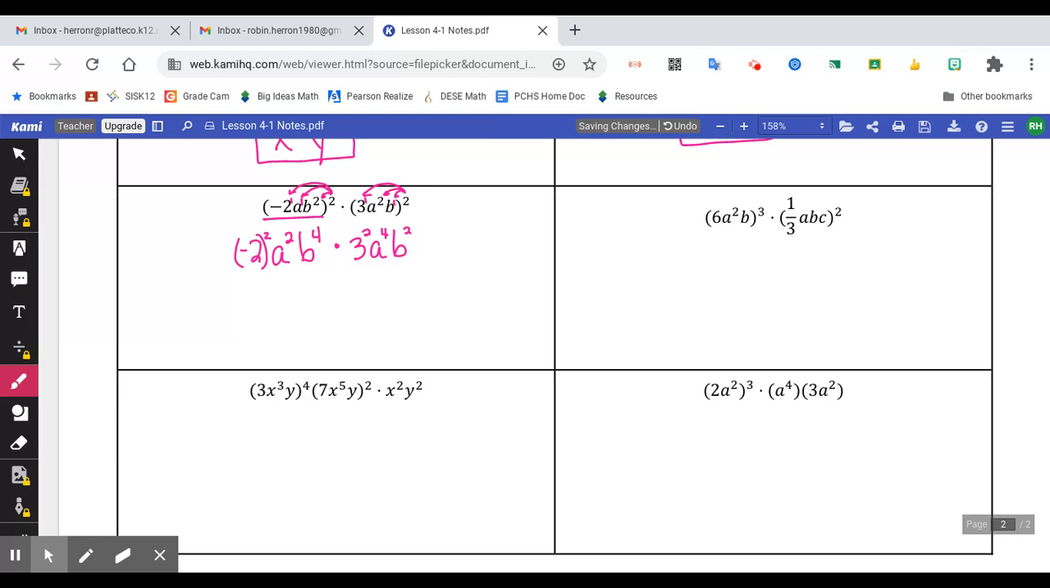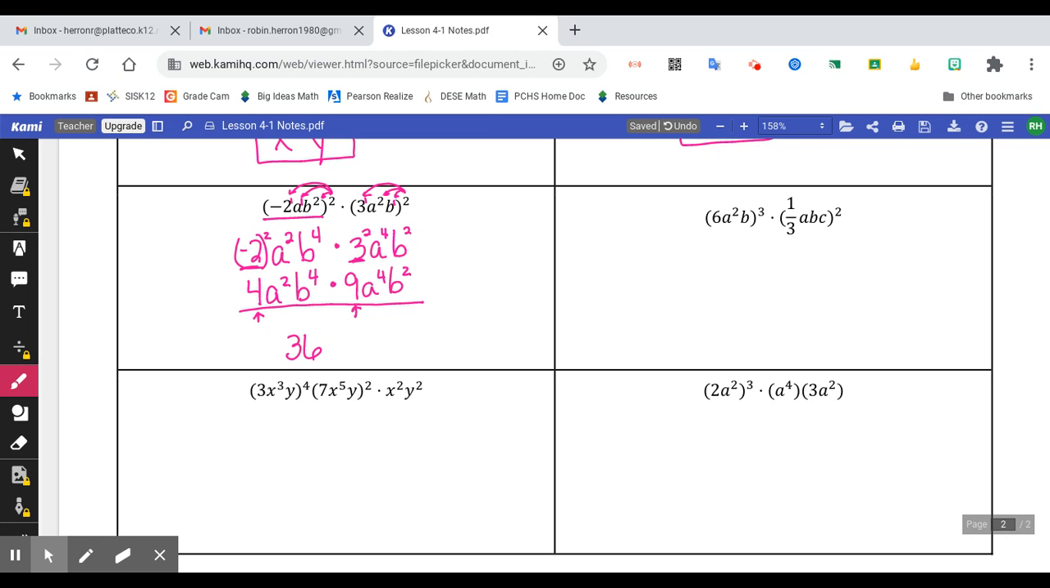Okay. Now, these can actually be solved, which is what I was doing earlier. So -2 times -2 is 4. So I can solve just this part. And then I still have a squared b to the 4th times 3 squared can be solved. So that's 9, a to the 4th, b squared. Now, this whole problem needs to be dealt with. So we're going to multiply the coefficients. 9 times 4 is 36.